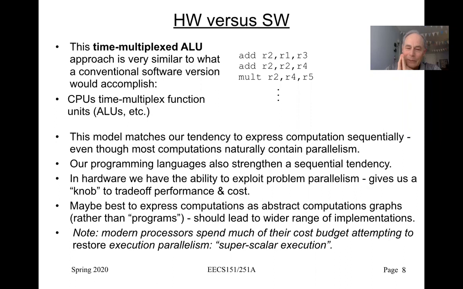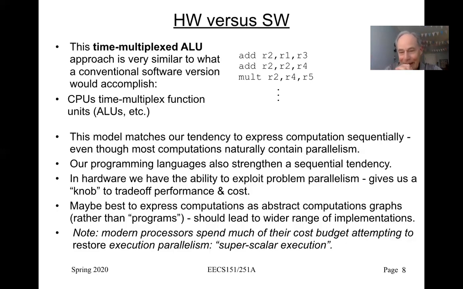Even though most computations have some degree of parallelism, the programming languages that we use, the traditional ones that we think about, like Java and Python and C and C++, tend to be sequential languages. They may have some extensions that allow you to express parallelism, but they have a sequential default. It's the way they're designed, and it naturally matches the way we think about calculations. We think about doing one thing and then another thing and then another thing, right?